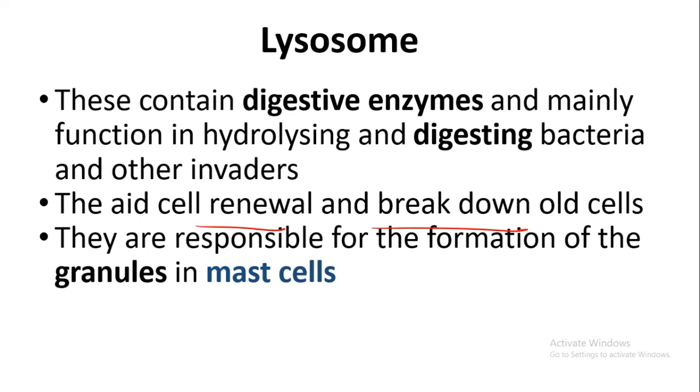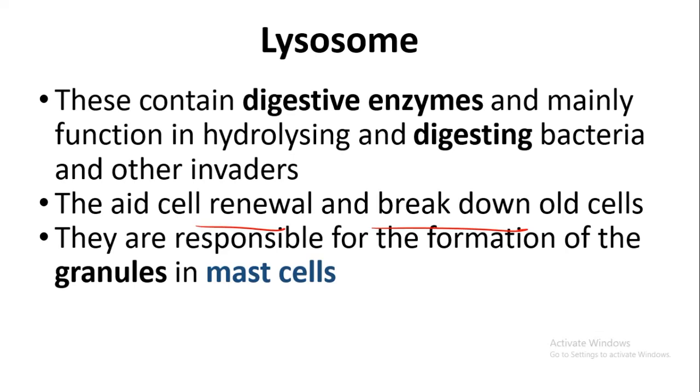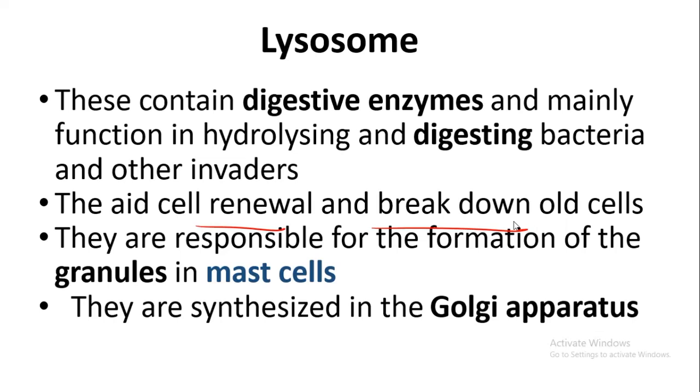All right, I think that's what's very important. And the question that we need to ask ourselves is, where are these lysosomes formed? Remember, I talked about the Golgi apparatus in plant cells helping in the formation of the cell wall. So the same Golgi apparatus plays a role in the formation of what? Of these lysosomes. So ribosomes are in the nucleus, and lysosomes are formed in the Golgi apparatus.